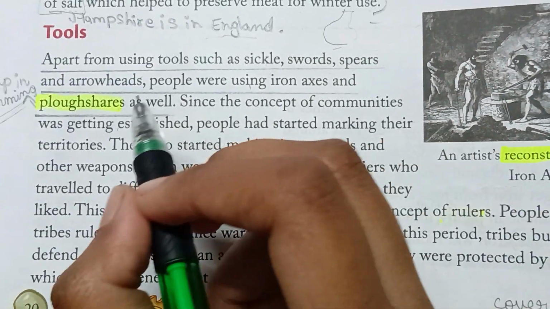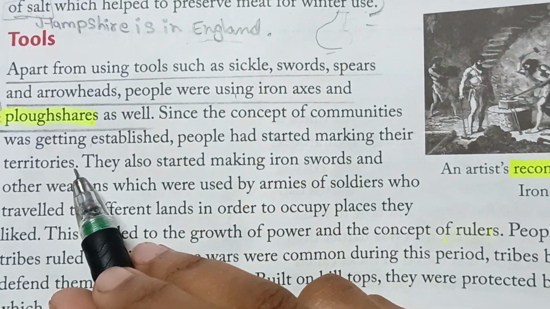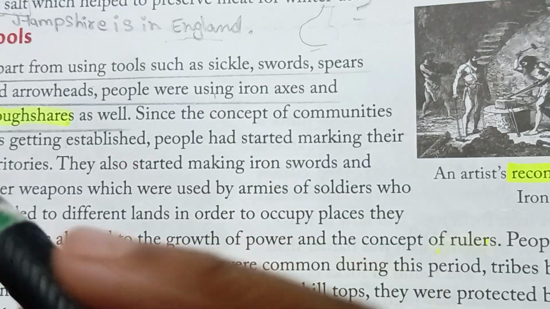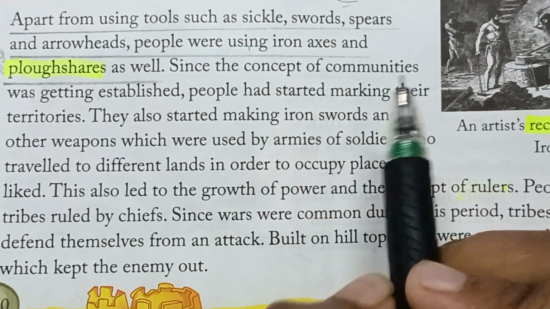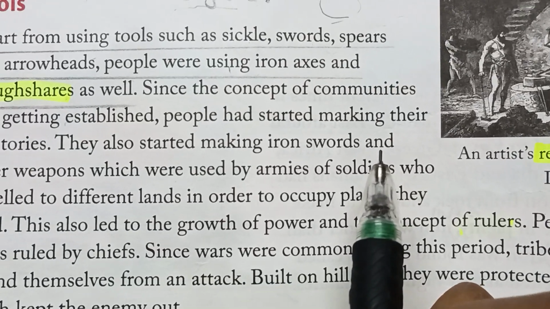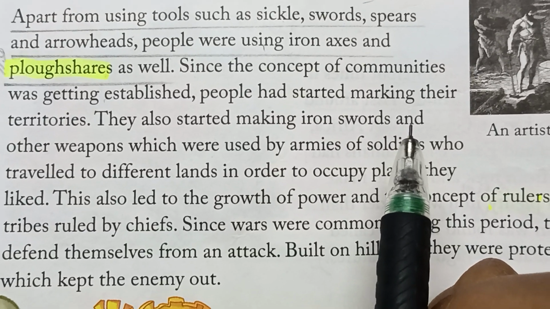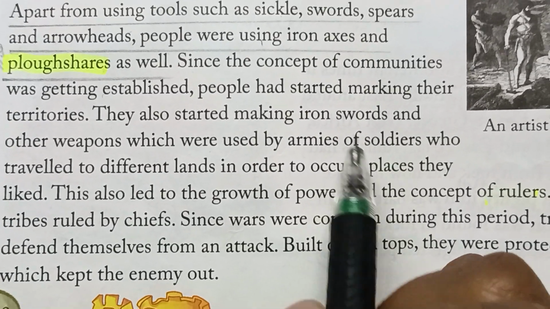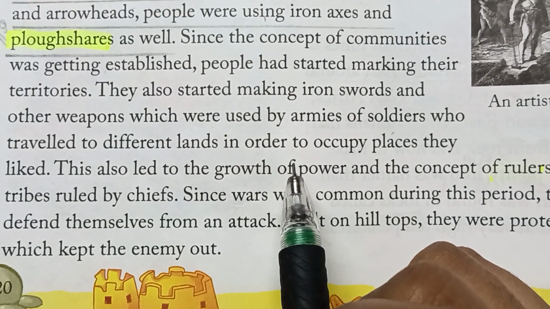Since the concept of communities was getting established, people had started making their territories. As I told you, kingdoms and tribal states were all flourishing. So a concept of communities emerged, and people started to make their own territories. They also started making iron swords and other weapons which were used by armies of soldiers who traveled to different lands in order to occupy spaces.